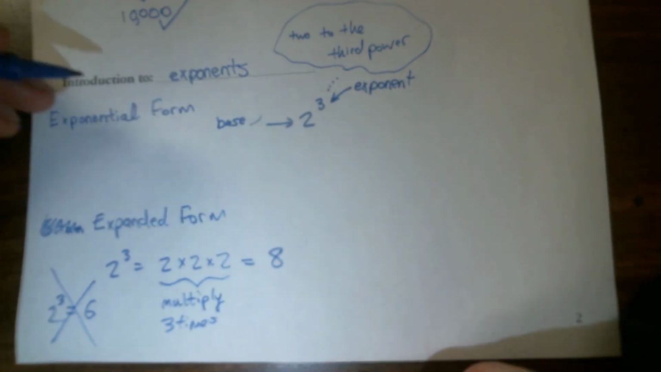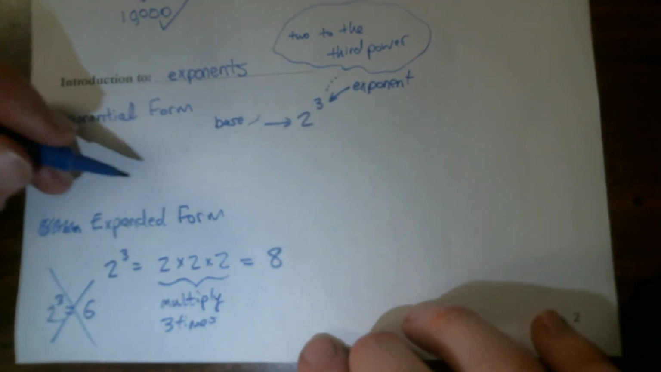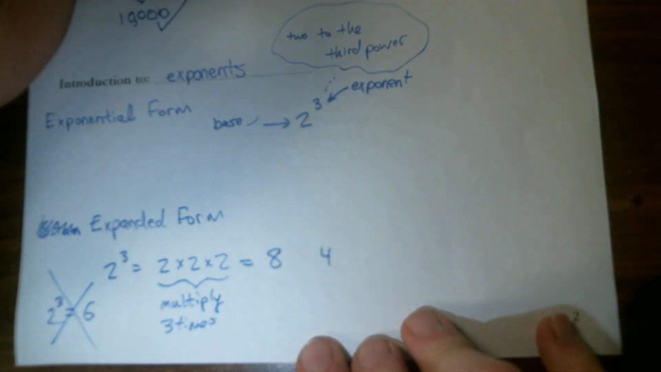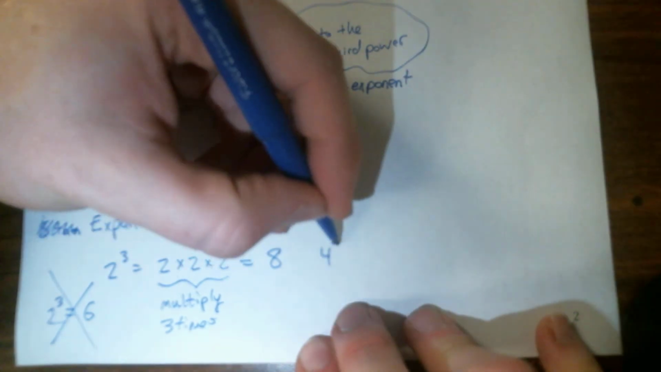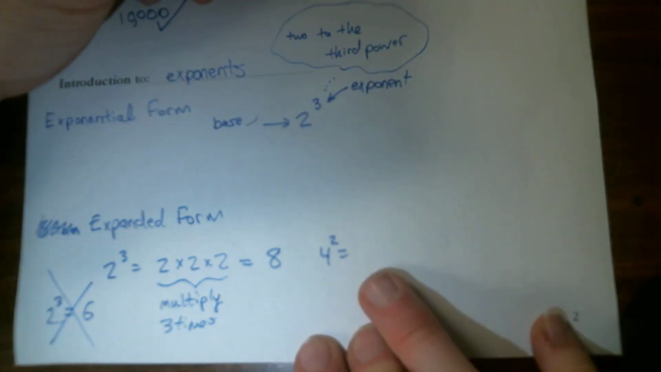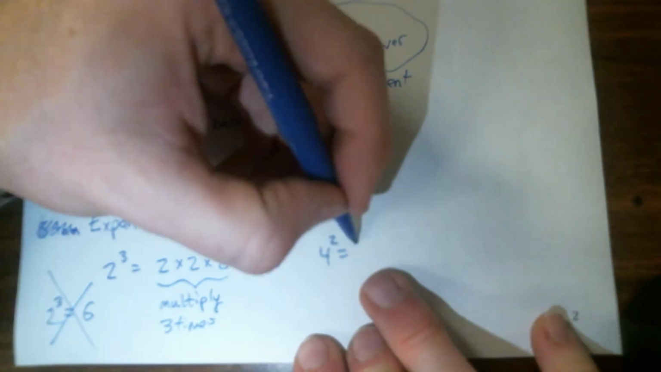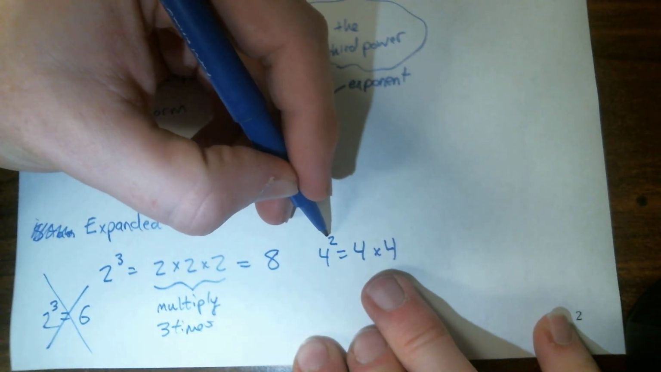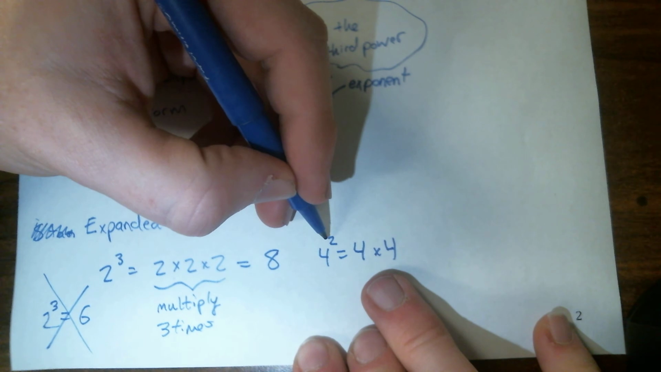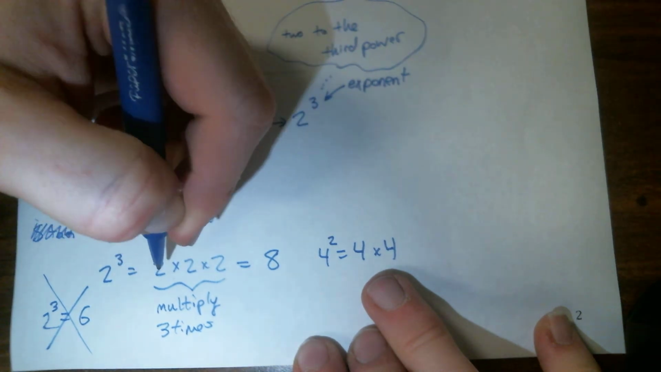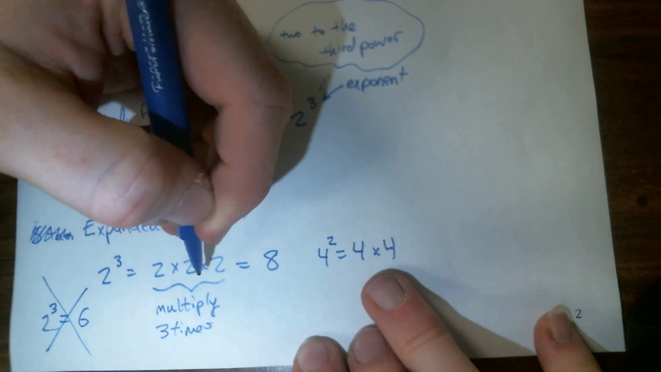Let's try another one with numbers before we jump into the variable version. So we'll fit this in right here. Let's try 4 squared, or 4 to the second power. So first, what would this mean in expanded form? It would mean 4 times 4. My exponent tells me you need to multiply 4 by itself. I need 2 4s. This last time I was told 3, so it tells me 3 2s.